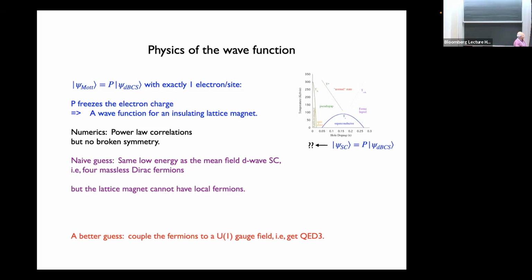And you might guess that you might improve on this guess by saying, okay, let me keep these fermions, but let me hide them from the system by coupling them to a gauge field. Right? Meaning to get some theory that looks like QED3. So that's one motivation. Yeah.